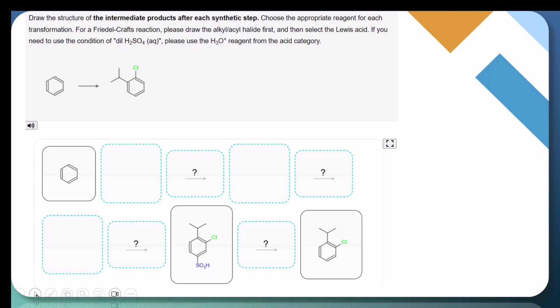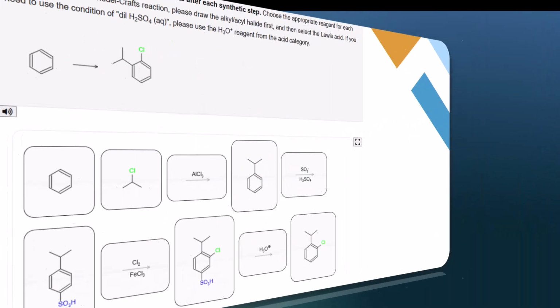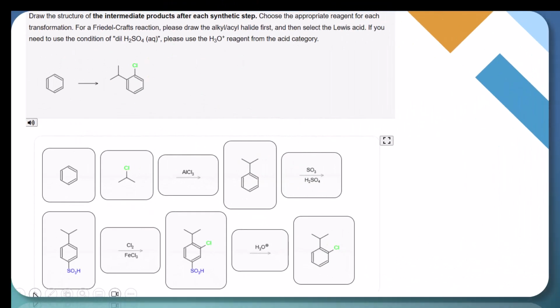And instead of giving the students the fact that they need a 2-chloropropane structure to add an isopropyl group to benzene, they need to draw it themselves rather than pick it out from a list. So you can see here, this would be the corresponding outcome of inputting the various answers.